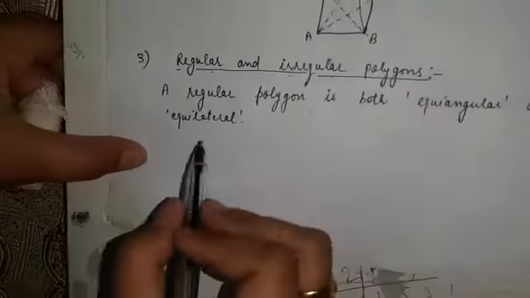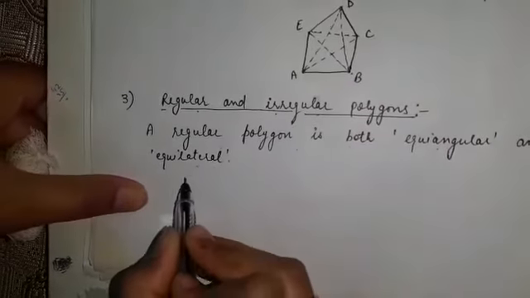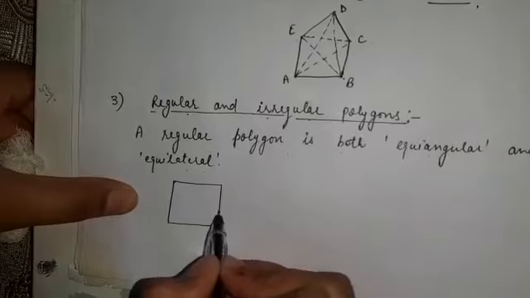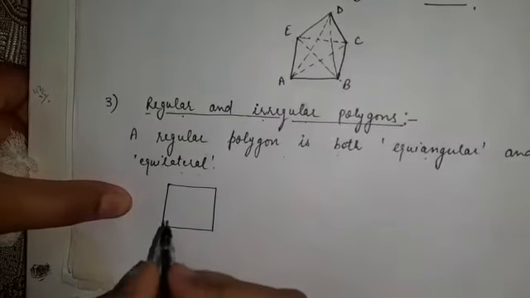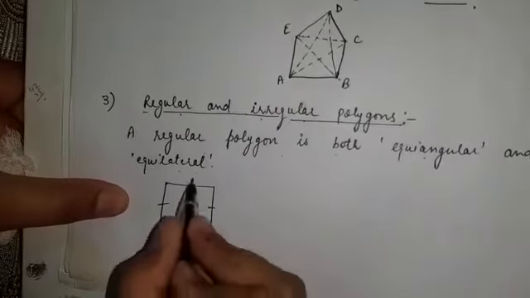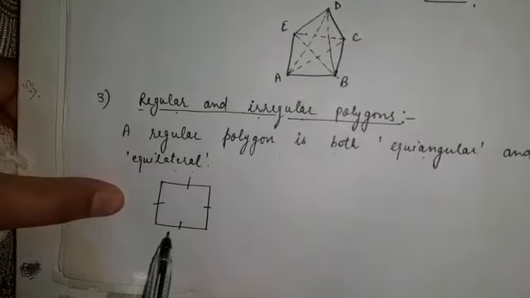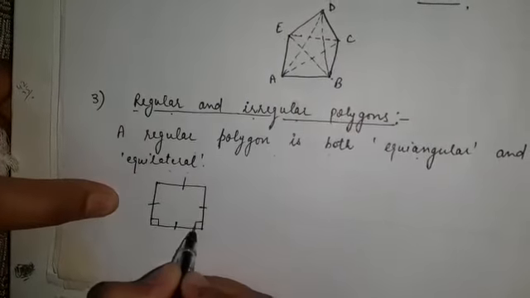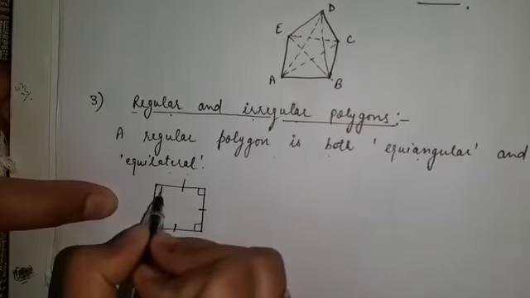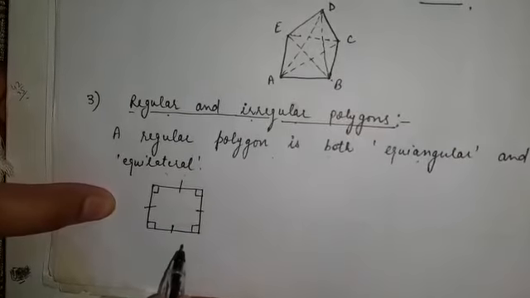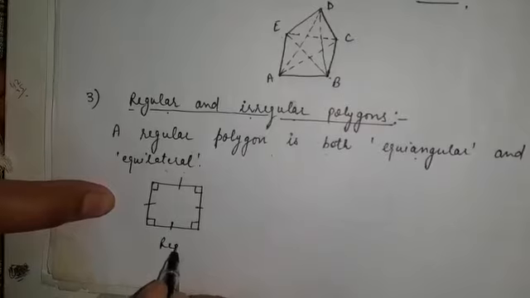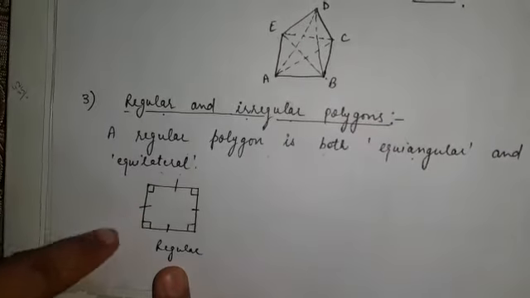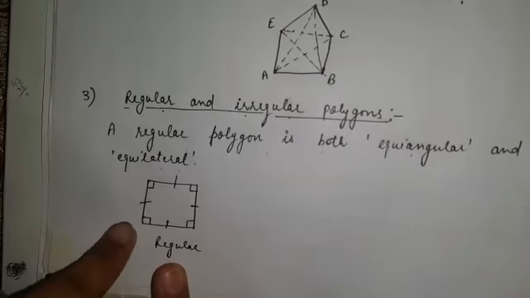For example, if I draw a square, you know that a square has four equal sides. This is a square, all the sides are equal. Okay, so it is equilateral. And second thing, all its angles are of 90 degree. It is equiangular also. That means this is a regular figure. A regular figure has all the sides equal and all the angles equal.